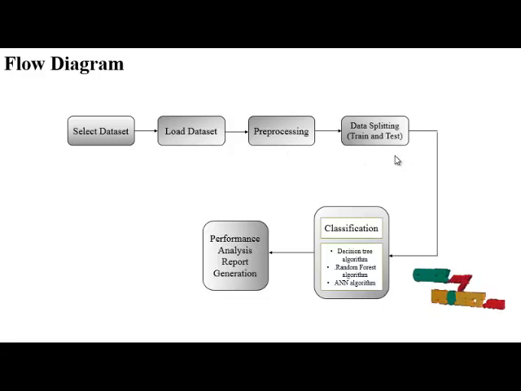Then data splitting. Here we have split the data into training data and testing data. Training data is to train our model, and the testing data is to predict the result. Then classification. Here we have used three algorithms: a decision tree algorithm, random forest algorithm, and ANN algorithm. Then performance analysis and report generation, like specificity, accuracy, F1 score, recall, etc.